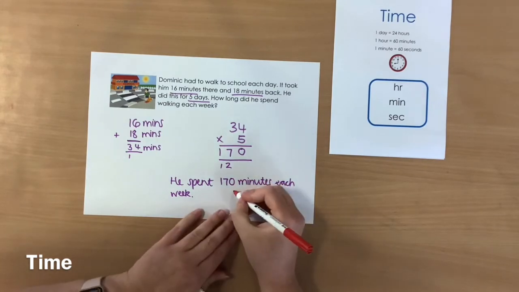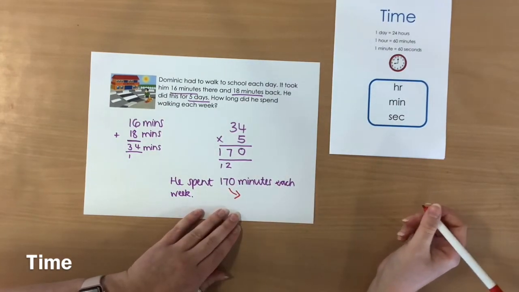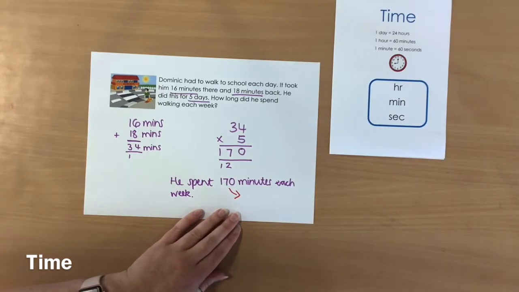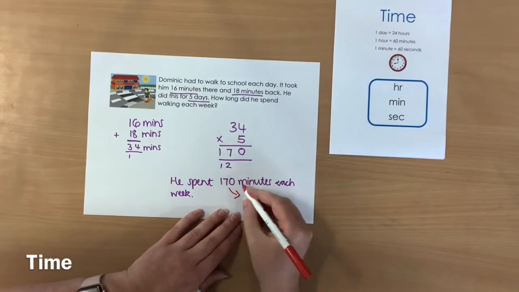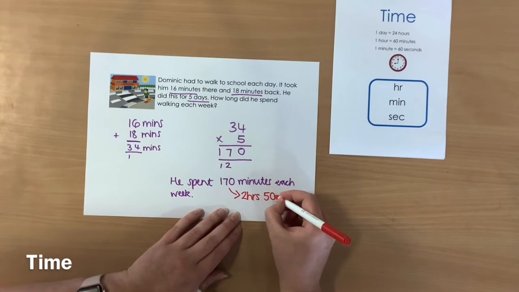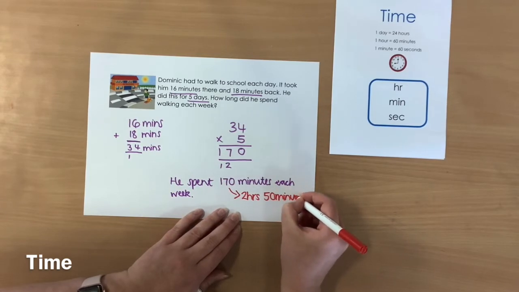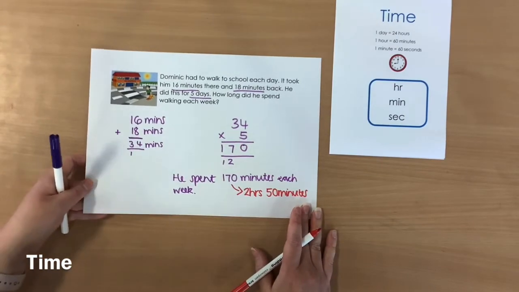I could then convert 170 minutes into hours and minutes. I know that there are 60 minutes in an hour, so if I convert that, that would be 2 hours and 50 minutes. So that's how long he spent each week walking to and from school.